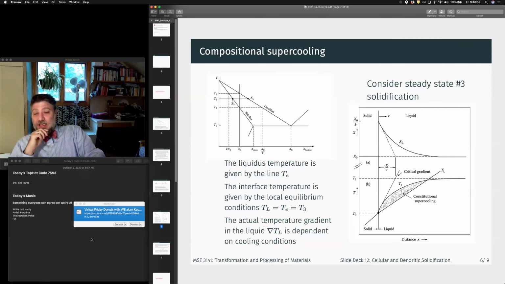Aiden, I'll get to the definition of the critical gradient in just a second. I didn't throw that in there because that's just an extra layer, an extra thing to get confused about. So, Kevin's question: X sub L is the composition of the liquid in front of this growing interface.